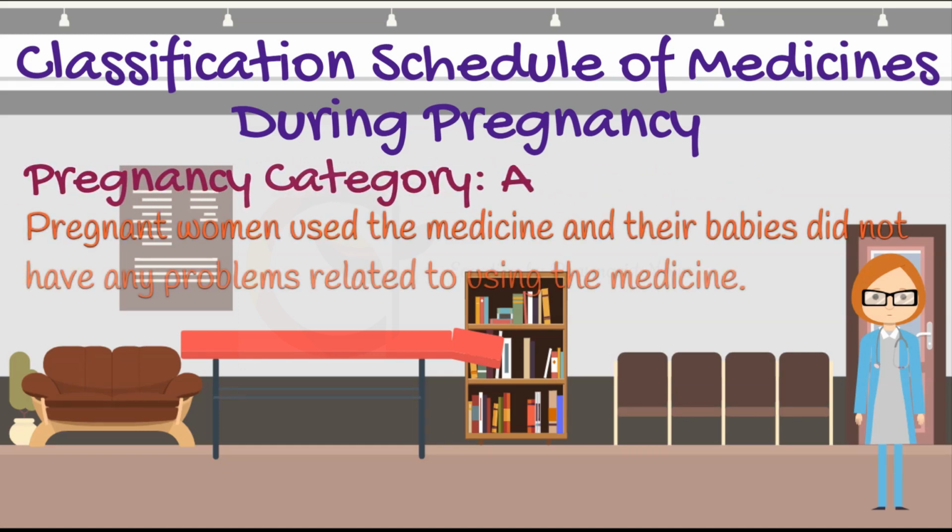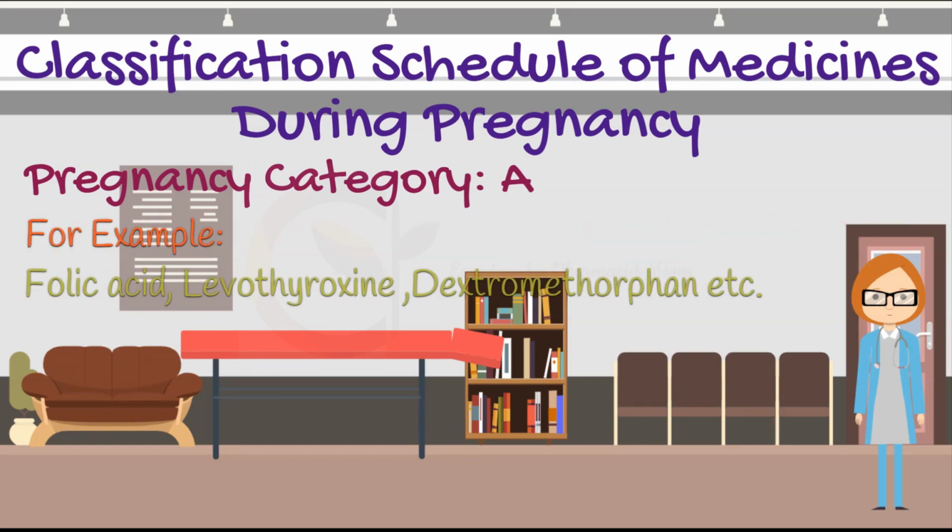Pregnancy category A. In human studies, pregnant women used the medicine, and their babies did not have any problems related to using the medicine. For example, folic acid, levothyroxine, which is a thyroid hormone medicine, dextromethorphan, etc.